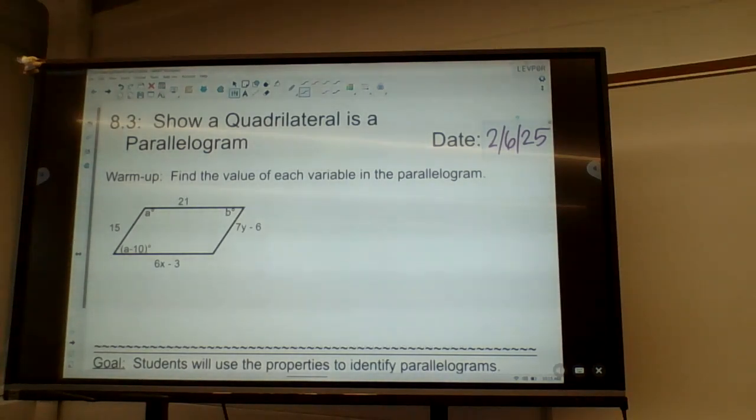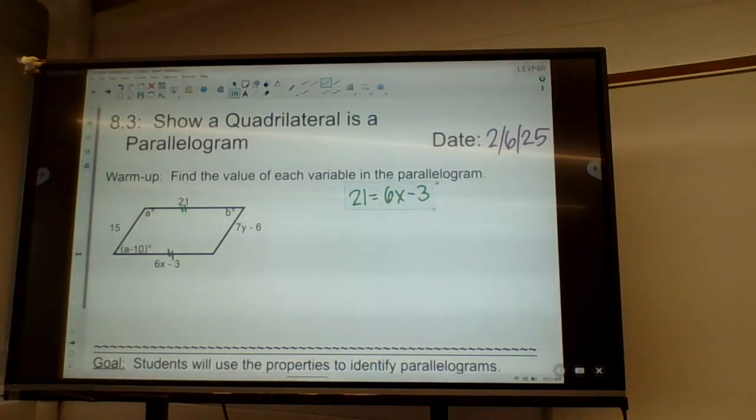So in our parallelogram, we know a lot of different things about the shape. What did you guys set up first? I know a lot of you got going on this already. What part of it did you do first? Yep. I found X first. Okay, so you found X first, and we know that the opposite sides of parallelograms are equal. So what equation did you write? 21 equals 6x minus 3. Yeah, so we're able to solve an equation for X because those opposite sides are equal.